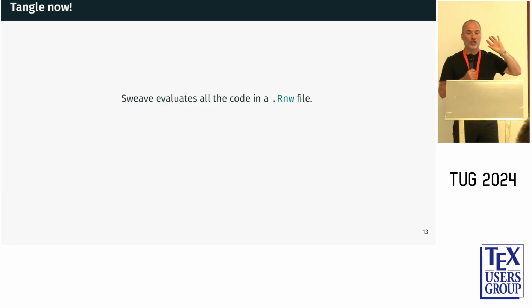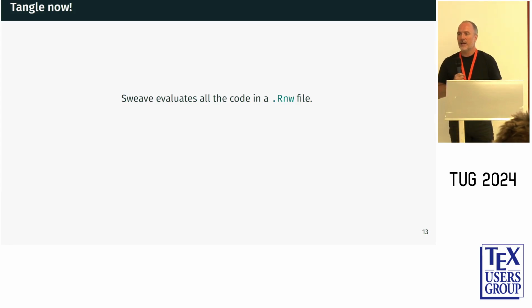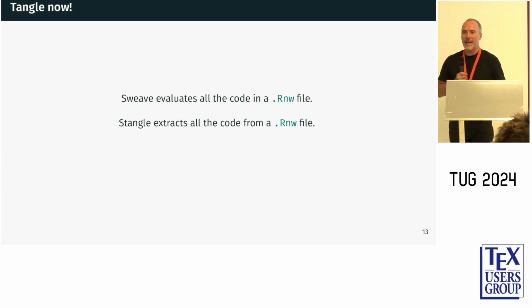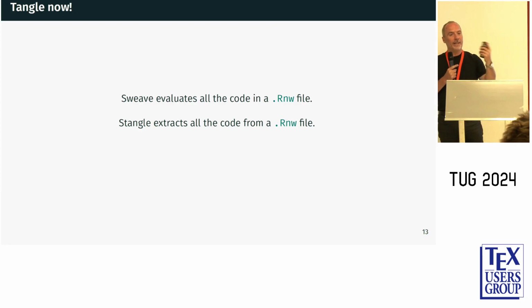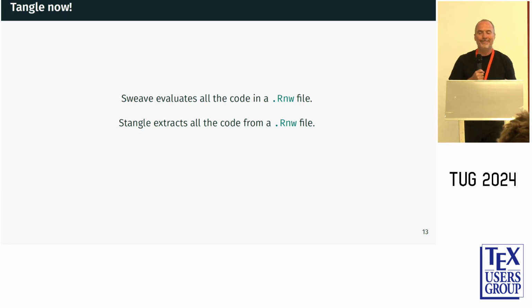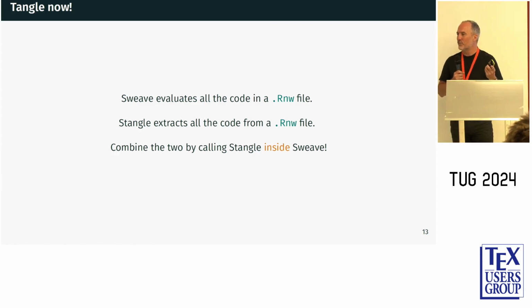So we have a Sweave procedure that evaluates all the code in a .rnw file. And we have tangle, or the tangle procedure, that extracts all the code from a .rnw file. And I need to do both, actually. I need to Sweave and tangle in the correct order. So the trick, basically, is just to combine the two by using the tangle procedure inside the weave procedure. So when I weave the document, I first tangle it.